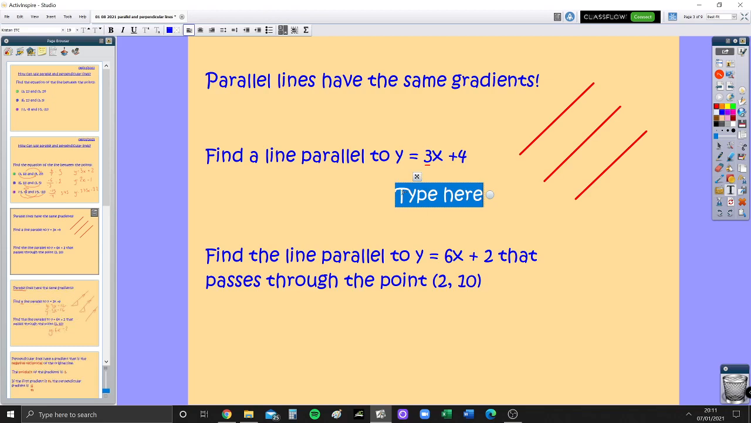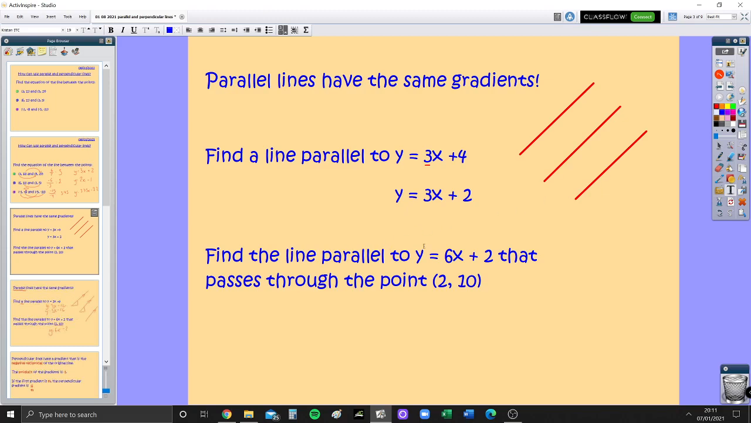Obviously we can only have one y in our equation, so y equals 3x plus 2 is going to be a line that's parallel to it. Y equals 3x plus 8, y equals 3x minus 2, y equals 3x plus a million. They're all going to be parallel. The ones that you might need to watch out for, we'll have a look at a little bit later.